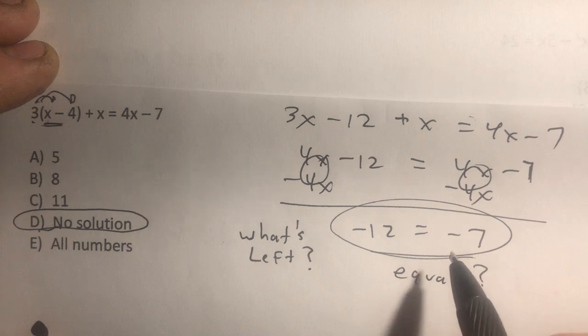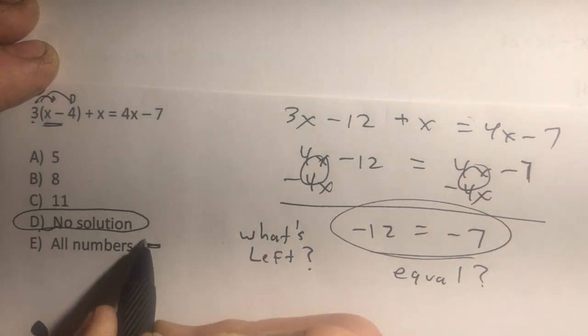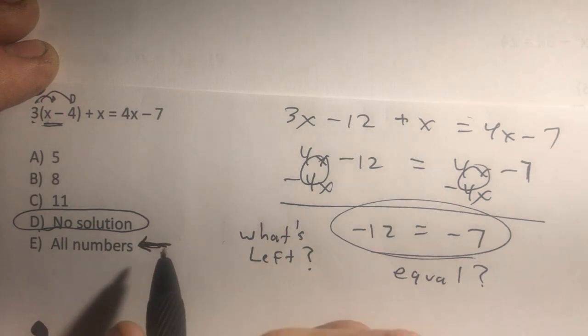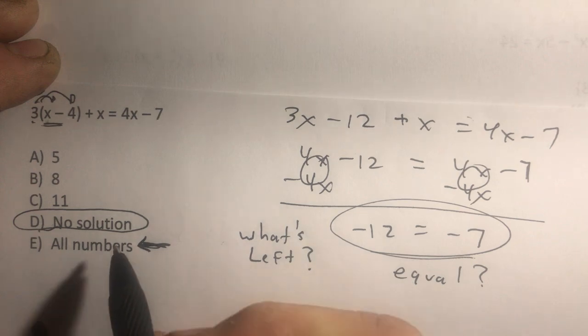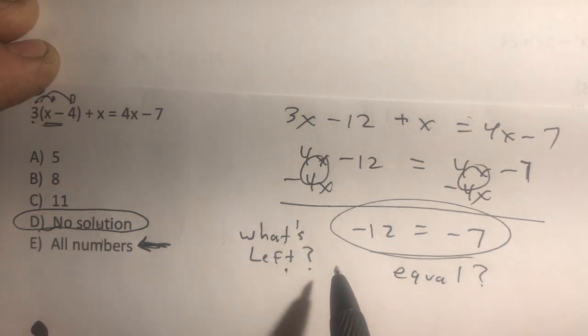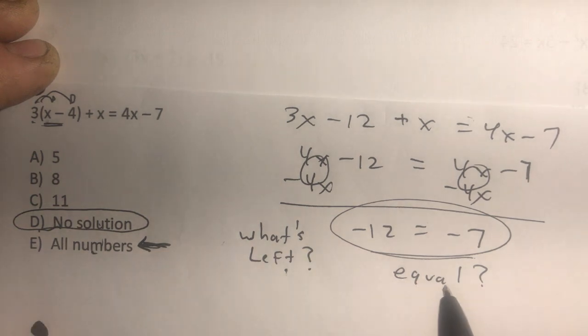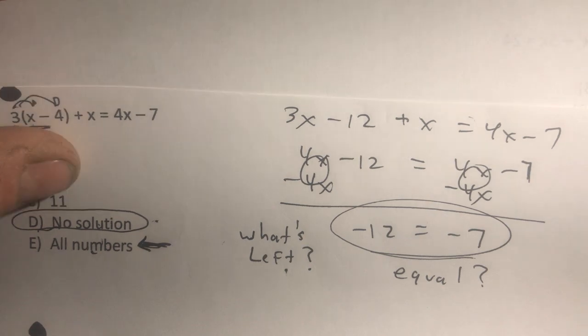Now, if these were equal, now suppose this right here was a negative 12 equals negative 12, then that would be this one here, all numbers. See, if your x's zero out, there's no variable involved here, it's going to be one of these two right here. You got to look at what's left. If what's left is equal, all numbers. If what's left is not equal, no solution, like this problem here. Okay.